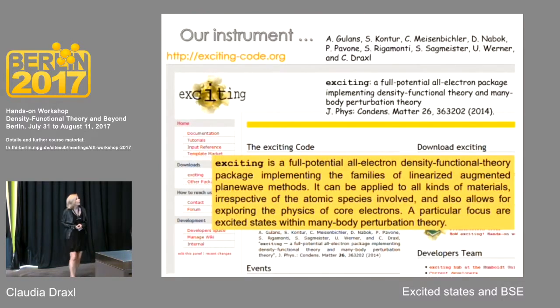So now I have introduced to you already our instrument, our code. I'm not going to repeat much, just to emphasize again, since it's an all-electron method, we can also treat the core electrons on the same footing as the valence electrons. We even treat them fully relativistically. And this gives us access to treat also core spectra. We can now use the same methodology, the Bethe-Salpeter equation, in order to compute core spectra from first principles.